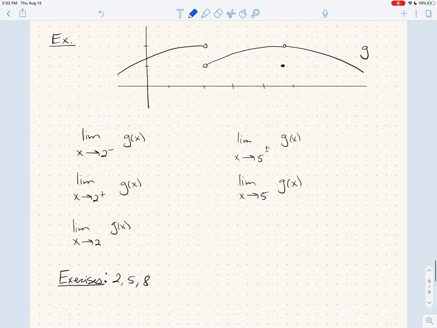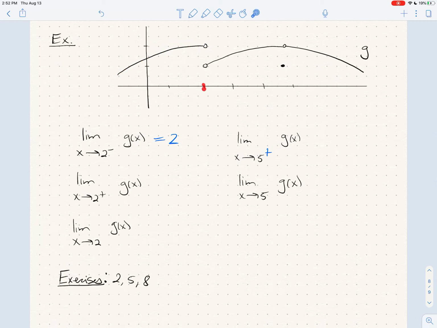So the example that I want to look at is this function, and I would actually challenge you to pause the video and see if you can figure out what these different limits are. So I want to study the limit as x goes to 2 from the left of g of x. So here's 2. x is going to 2 from the left. As x goes to 2, g is getting closer and closer to this y value, which is 2. So this one is 2.